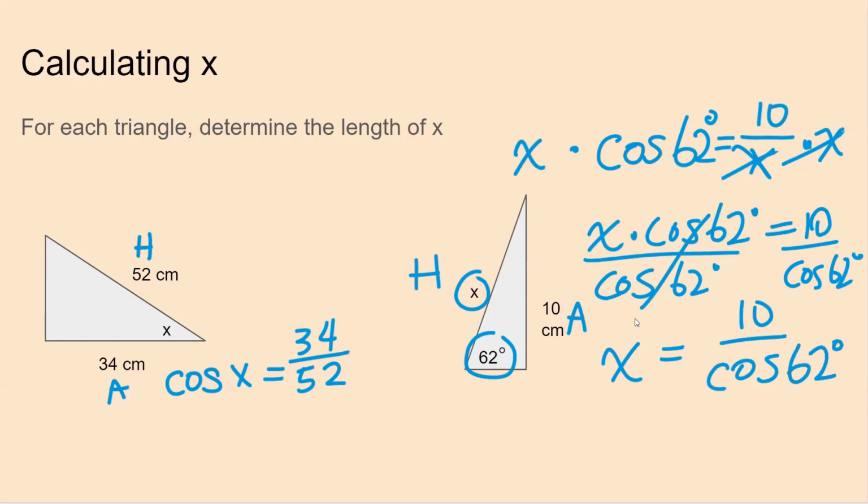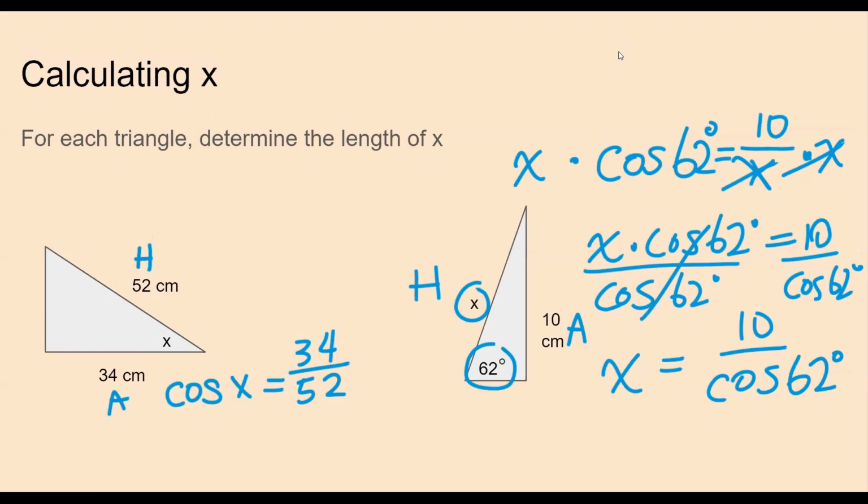Let's start with the triangle on the left. Over here we have cosine x is equal to 34 divided by 52. So I'm just going to put in second cosine. Since we're finding the angle, we have to use the inverse, which is why I'm using second cosine. We're going to put inverse cosine of 34 divided by 52, and that's equal to 49.1. Let's just round it down to 49.